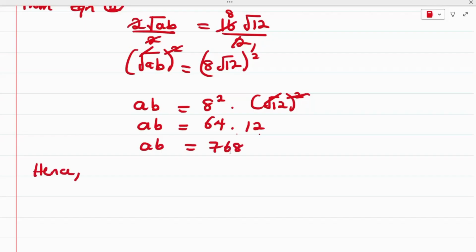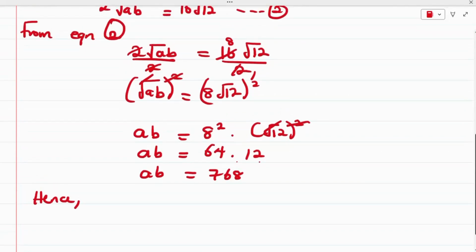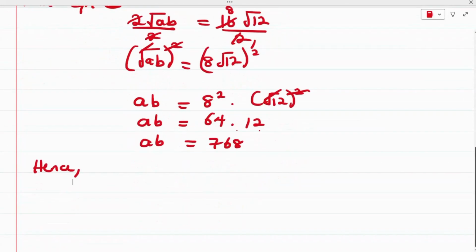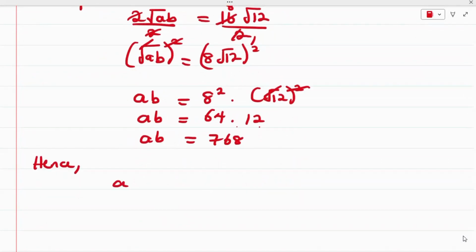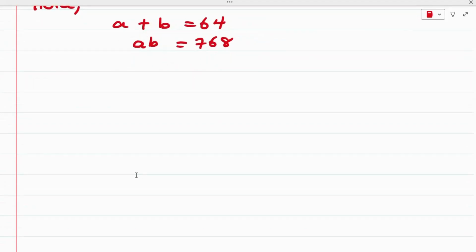So hence, we have the equations. Now from the first part we already know that a plus b is equal to what? 64. So we have a plus b equals 64, and we have that AB is equal to 768. So at this point, we want to simply solve for a and b by applying the sum and product of the roots of a quadratic equation.